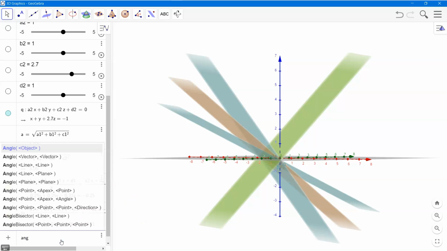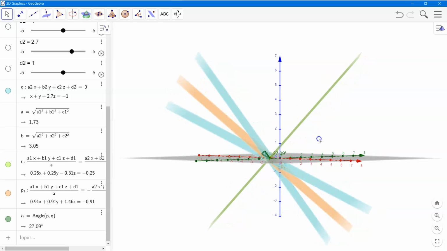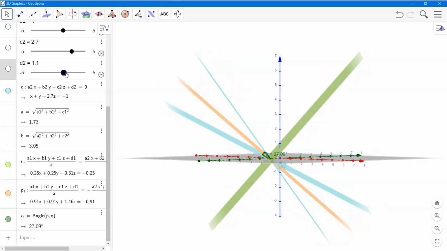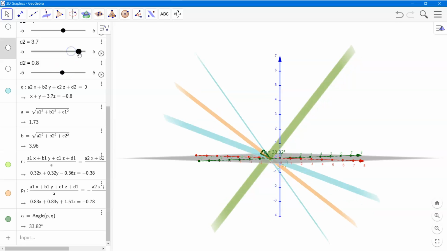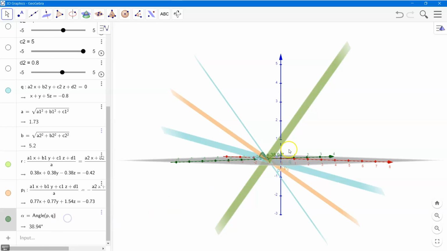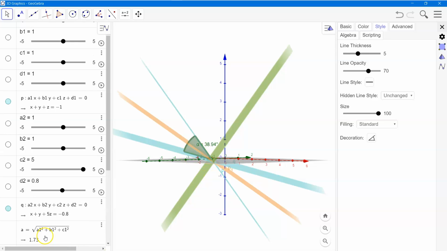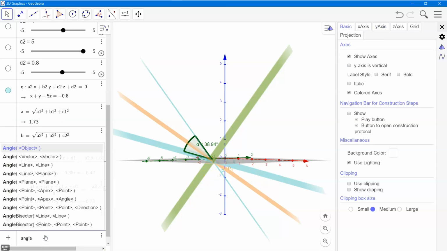Now we can use the angle function to figure out the angle P, comma Q, the angle between the two planes. Let's move this so that the angle becomes big, and we can also increase the size of this angle. Style, increase the size. So this is 38.94.